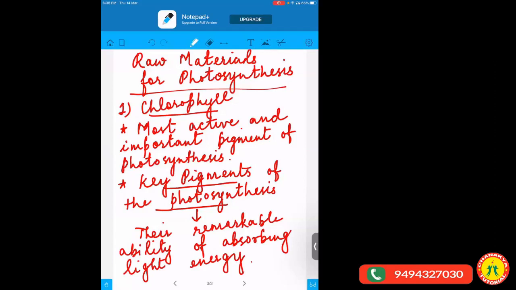Fine, so these are very small points you should know, and there is nothing to mug up. You only need to know why. Why is chlorophyll important? Because it is an active and important pigment. And why is it the key pigment? Because it has the ability to absorb the sun's light. Shall I go to the next now?